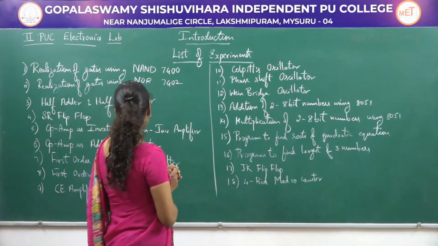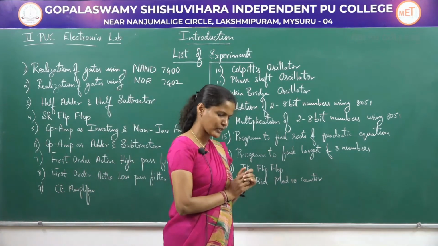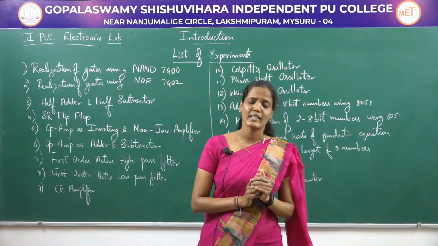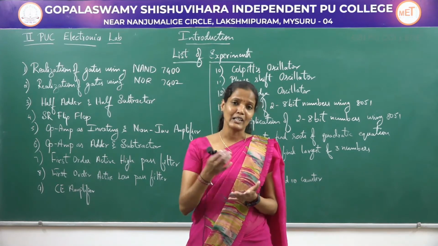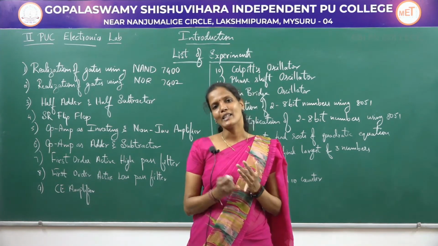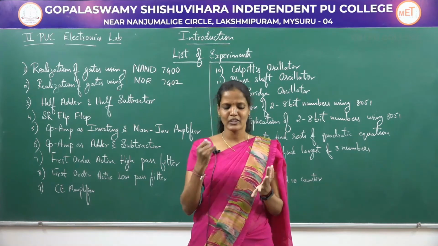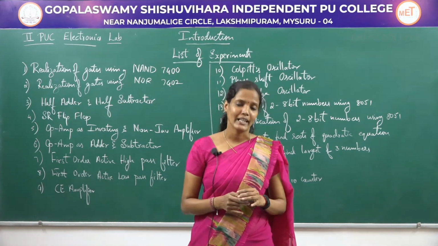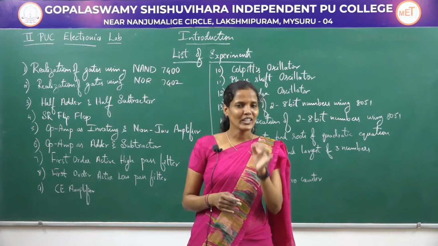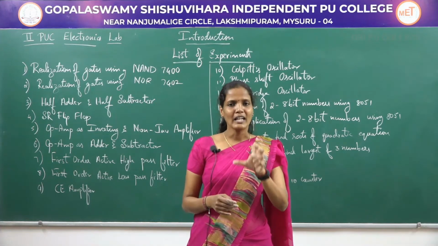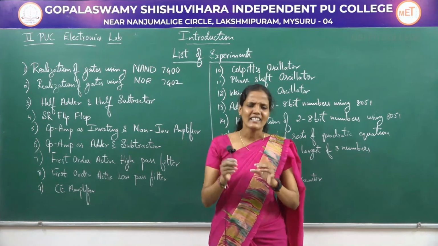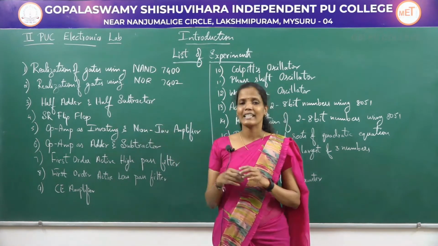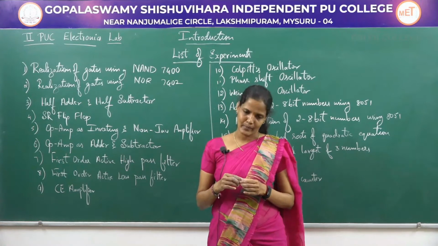Coming to the third experiment, that is half adder and half subtractor. Adders and subtractors play a major role in our day-to-day calculation life, be it a simple mobile phone calculation or a simple calculator. So, we are going to use 7400 and construct a circuit which will act like a half adder and half subtractor.